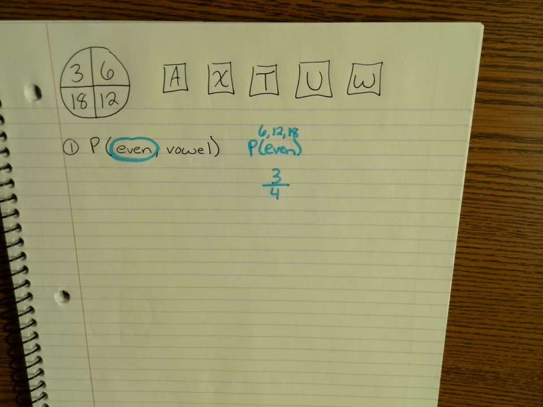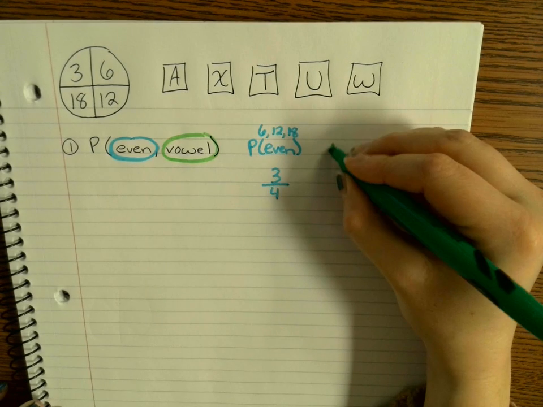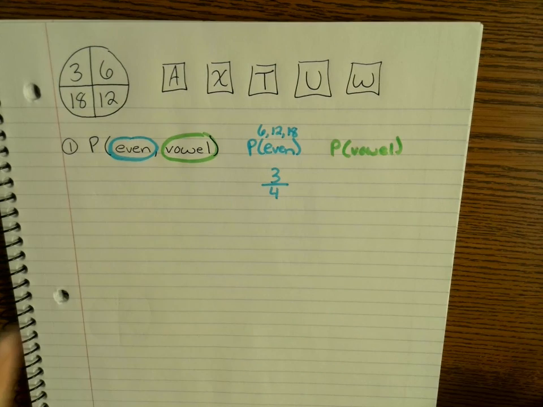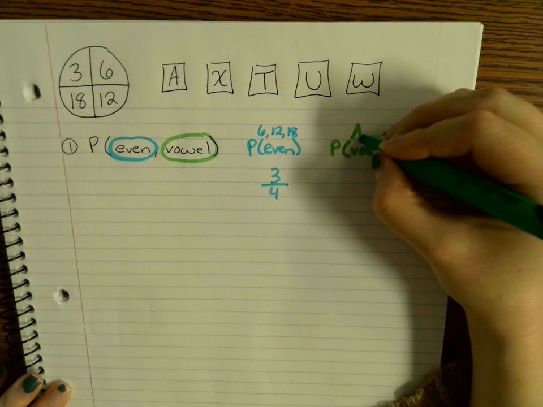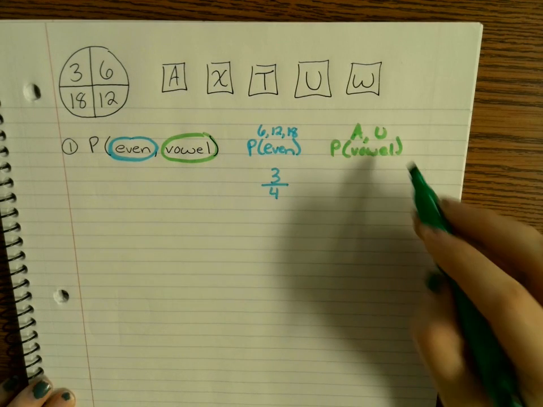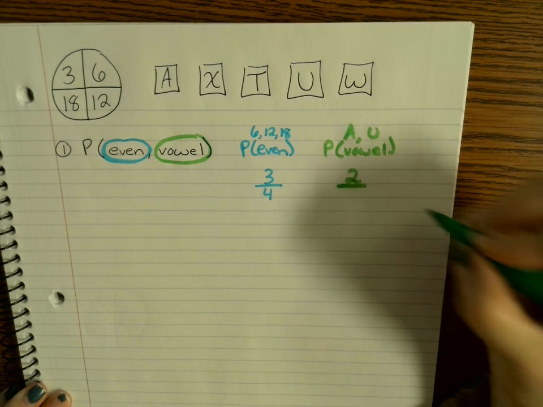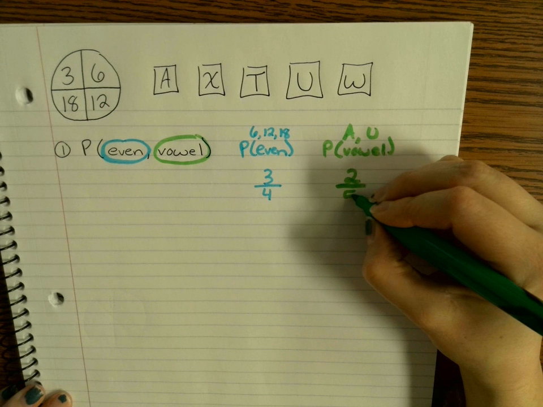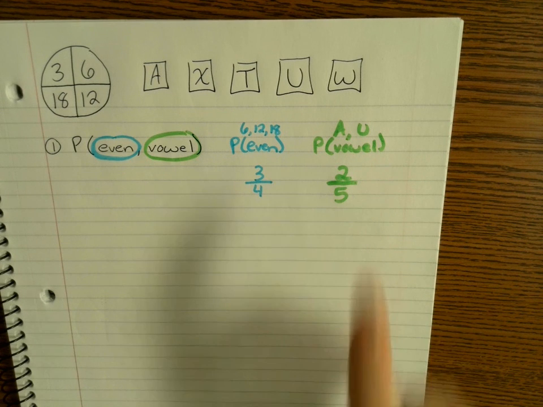Okay, then I'm going to separate the vowels. I'm going to separate that as a different probability. I want the probability that I'm going to choose a vowel. So what letters up here are my vowels? A and the U, right? A and U are my vowels. How many letters is that? 2 out of how many? How many letters? 5. So we have 2 out of 5. So we've got 3 over 4 and 2 over 5.